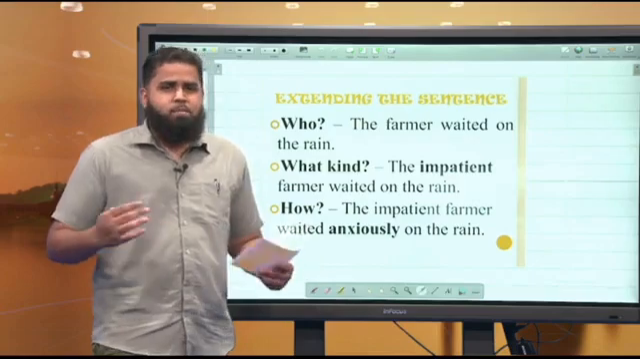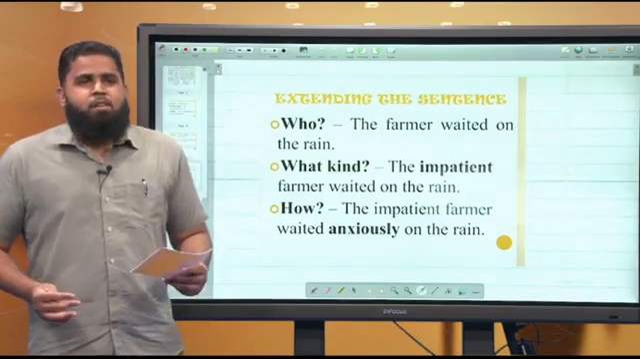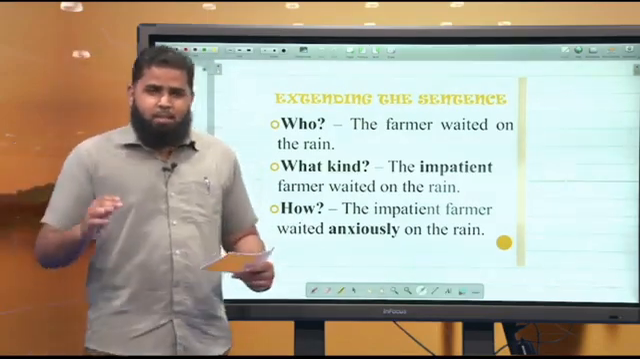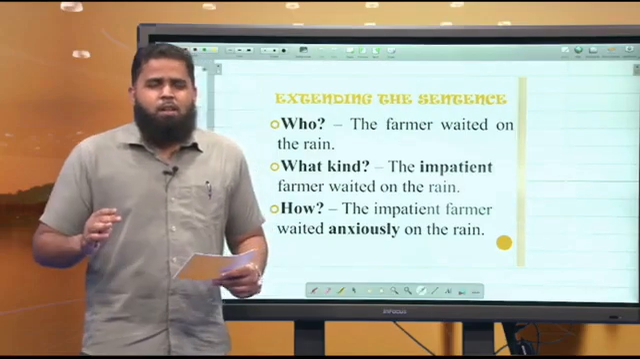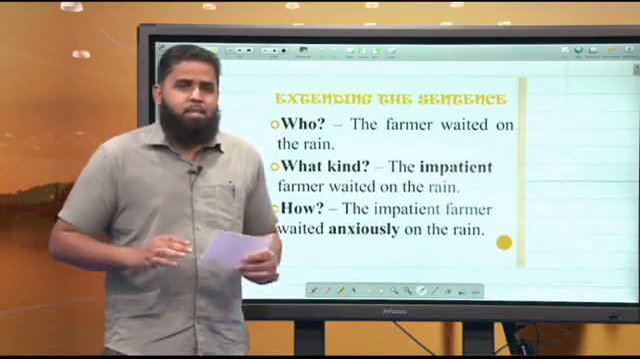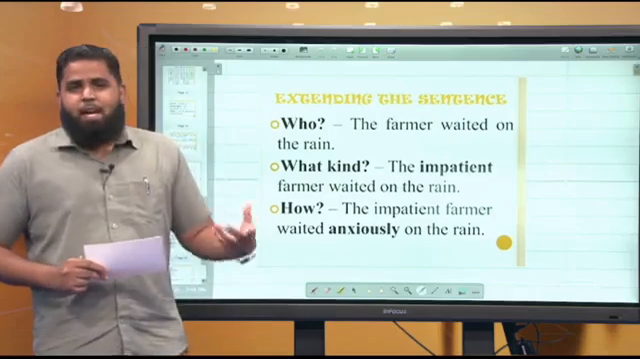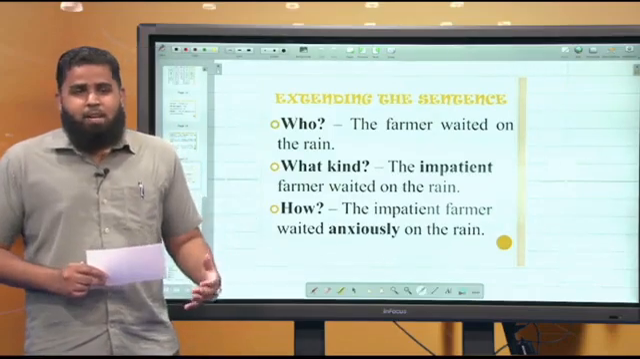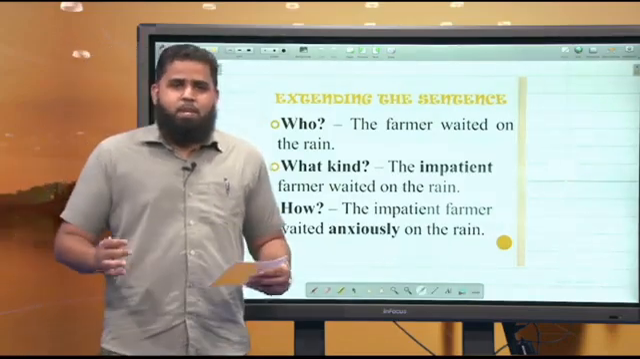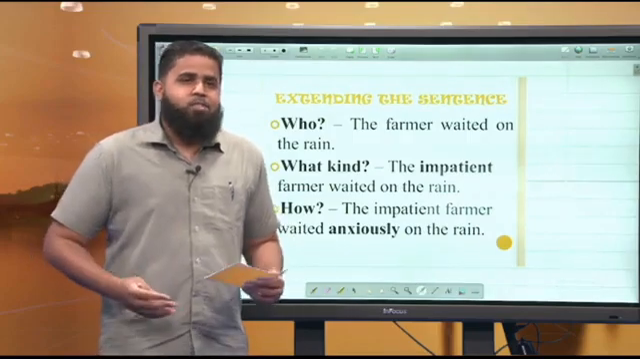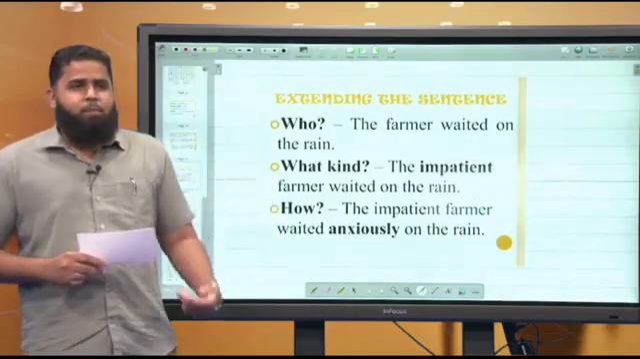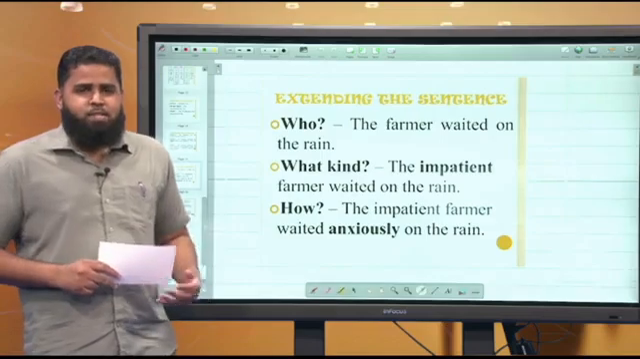So this tells you something now. The farmer is impatient. That immediately gives you a clue about what type of scenario we're dealing with here. As we add more detail, it will become clearer to the reader, less ambiguous. But impatience implies that he is really wanting this rain to come. Okay? The impatient farmer waited anxiously on the rain.